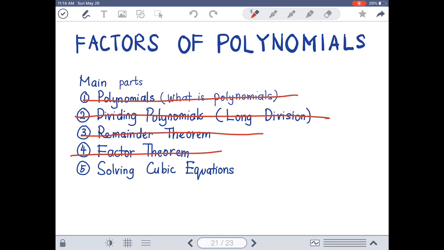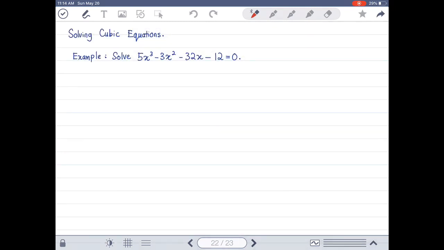Okay, the last part of this chapter would be solving cubic equations. So let's have a look at an example on how to solve a cubic equation. Suppose that I have these polynomials equals to 0. So we want to solve this equation. First and foremost, our main aim is to find the value of x such that when we insert the value of x inside, we will eventually get a 0 here.